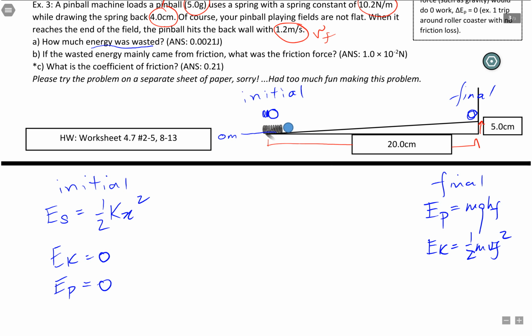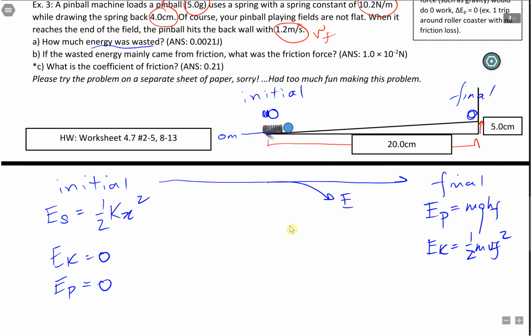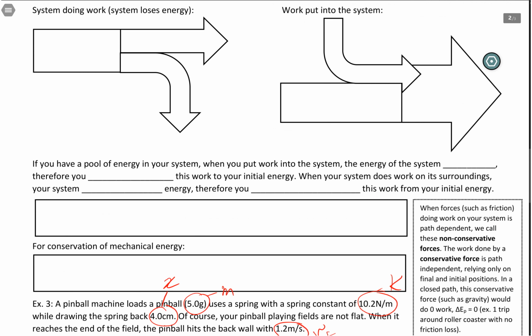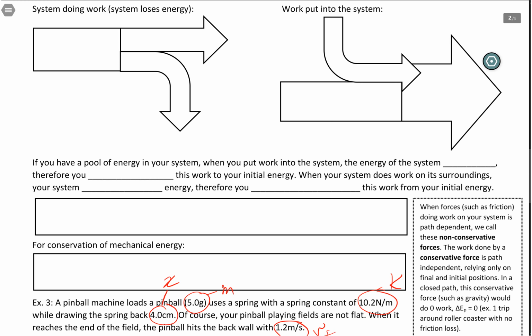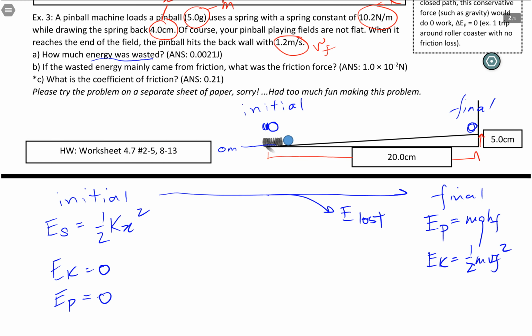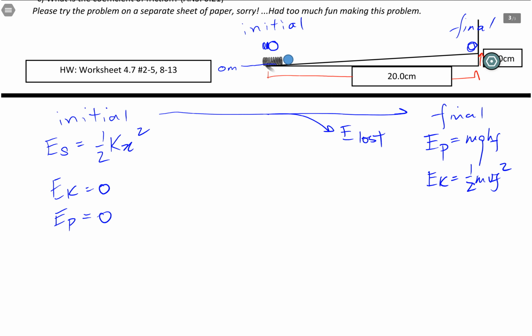I'm going to draw a little schematic to show us what's happening. From initial to final, we know that some energy was being lost. Now, going back, the reason why I showed these arrows is to show us how the equation works from a visual perspective. I'll draw one here so you can see what I mean.